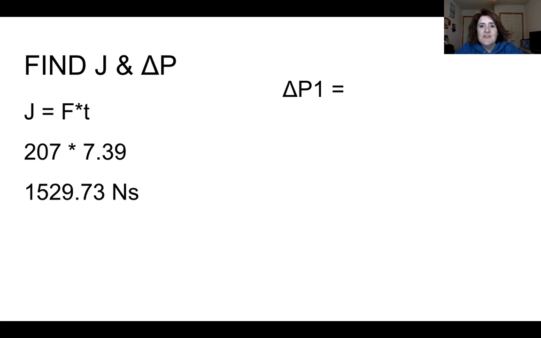Impulse is force times time. So force of 207 times a time of 7.39 gives us an impulse of 1,529.73 Newton seconds. The change in momentum, the first way to find it, is to realize that it is equal to the impulse, 1,529.73 kilogram meters per second.